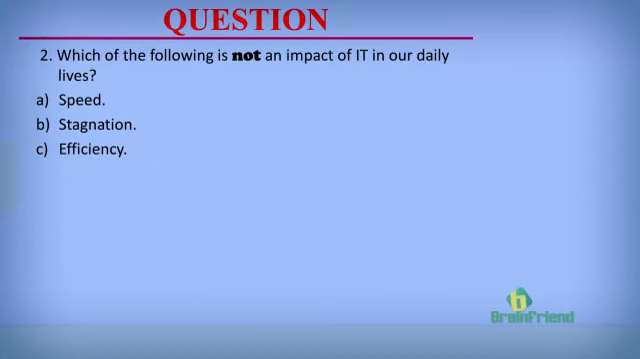Question 2. Which of the following is not an impact of IT in our daily lives? Is it A. Speed, B. Stagnation, C. Efficiency? The correct answer is B, stagnation.